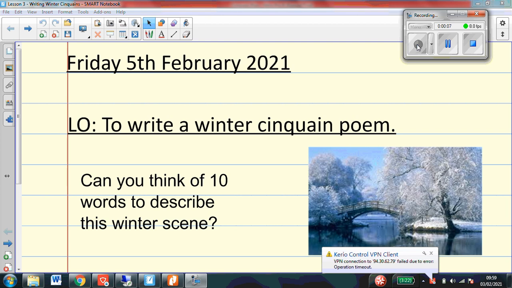So today is a really exciting part of a unit where we get to have a go at writing our own Cinquains poem. In your books, can you please write the date and the LO for me, which is to write a winter Cinquains poem, and then see if you can have a go at thinking of 10 words to describe this winter's scene. Pause the video here for me.